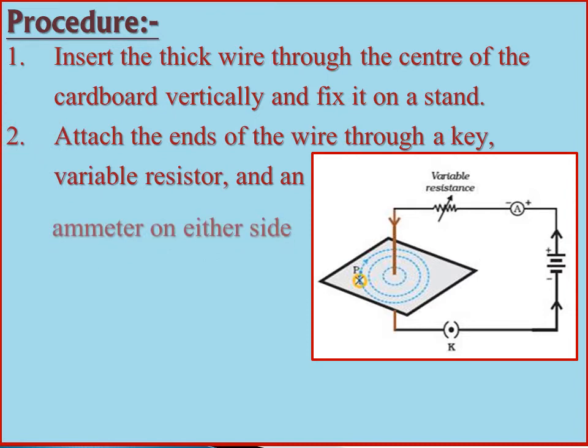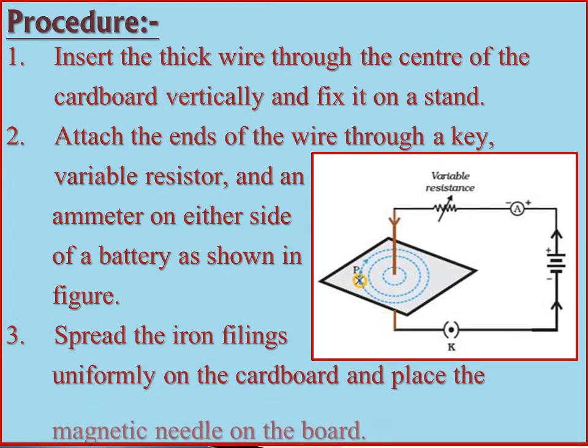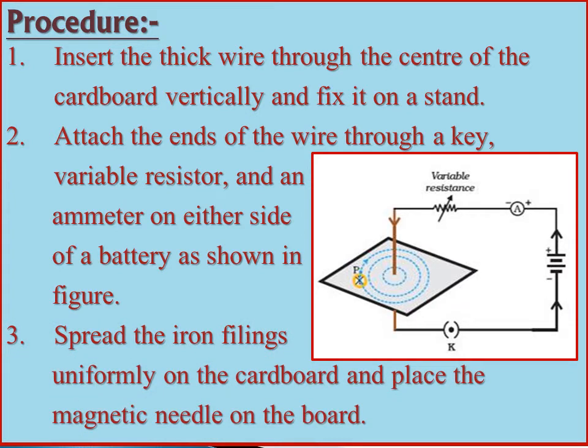Attach the ends of the wire through a key, variable resistor and an ammeter on either side of a battery as shown in the figure. Here you can see the upper part of the wire is connected to a variable resistance or rheostat, and from the variable resistor the connection is going to the negative terminal of the ammeter, and from the positive terminal of the ammeter the connection is given to the positive terminal of the battery.